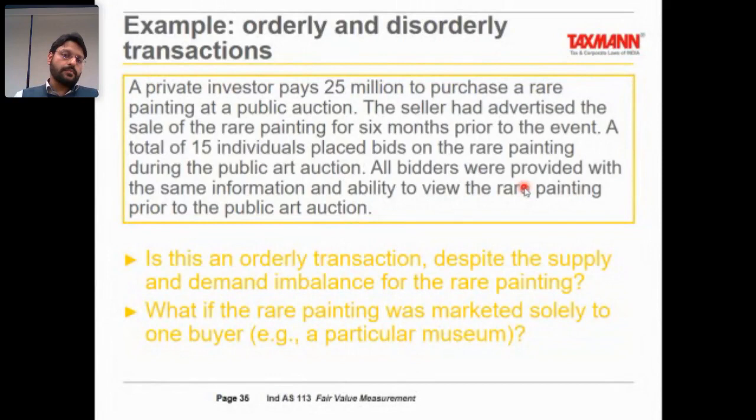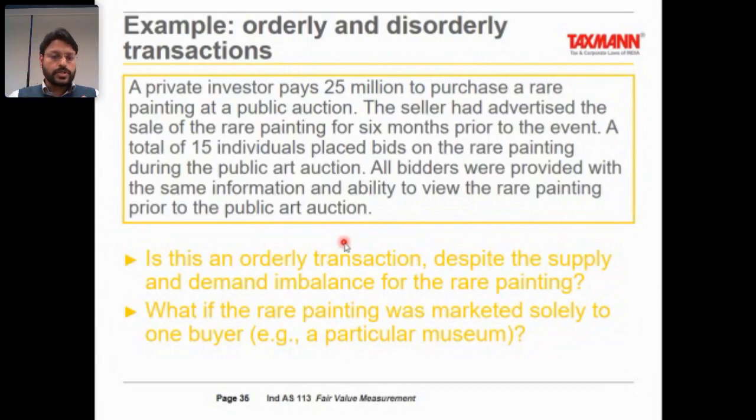So let's understand an example. A private investor pays 25 million to purchase a rare painting at a public auction. The seller had advertised the sale of the rare painting for 6 months prior to the sale event. A total of 15 individuals placed bids on this rare painting during the public art auction. All bidders were provided with the same information and ability to view the rare painting prior to the auction. Is this an orderly transaction despite the supply and demand imbalance for the rare painting?